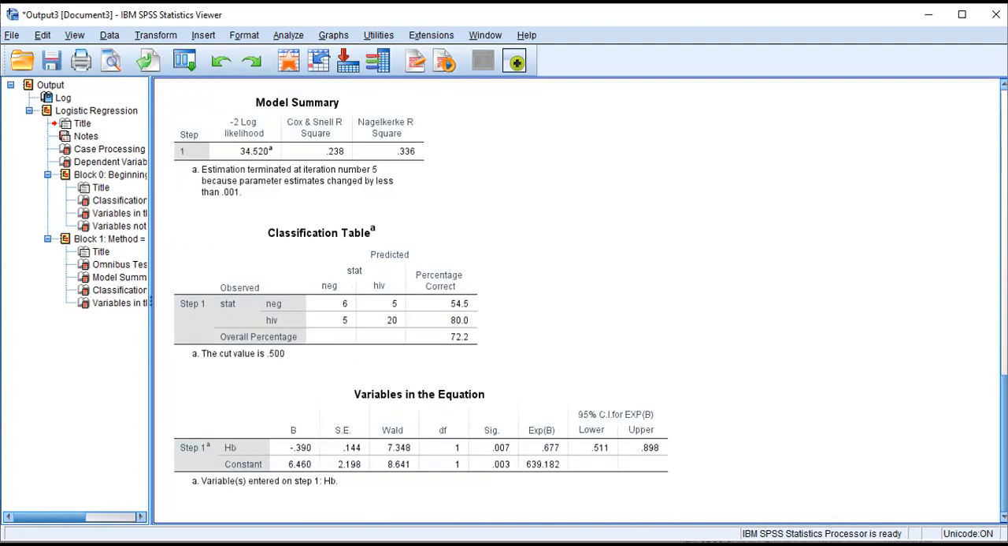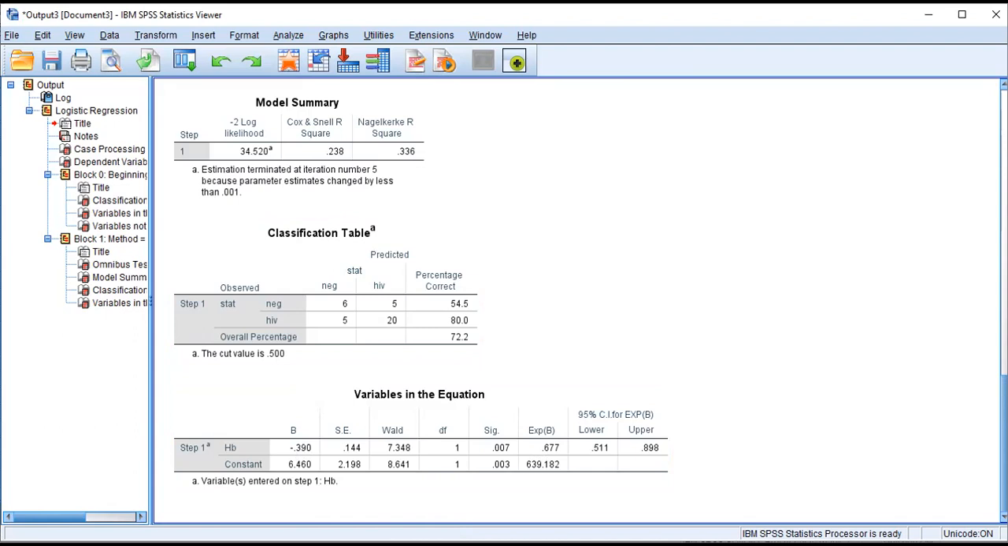So we go to the variables in the equation table. You have your B value for your HB, and you can see it is negative 3.90. What is this telling us? Moving forward, you have your odds ratio written as exponent of B, simply obtained by exponentiating this B.